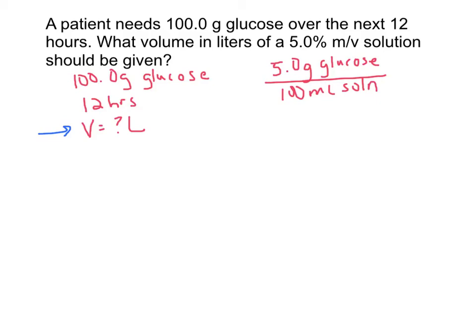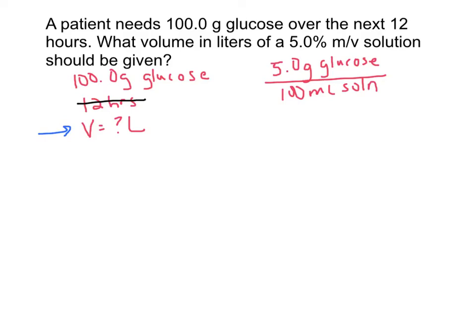So now I've got to figure out what I'm going to start with and what I need to use as a conversion factor or as a relationship. When I look at this, I notice it tells me over the next 12 hours, but there are no conversion factors with that, nothing per dose or per hour. So I'm not actually going to use that piece of information to solve the problem. It's just looking for the total volume given over that entire time period.